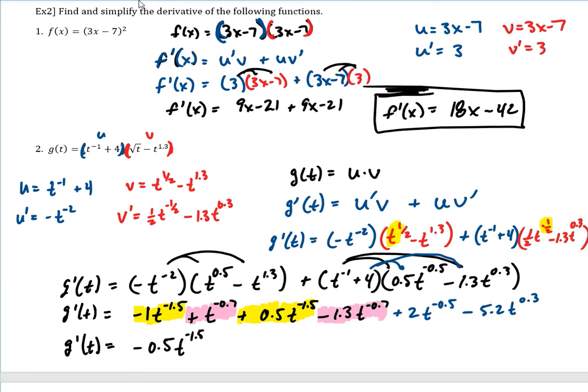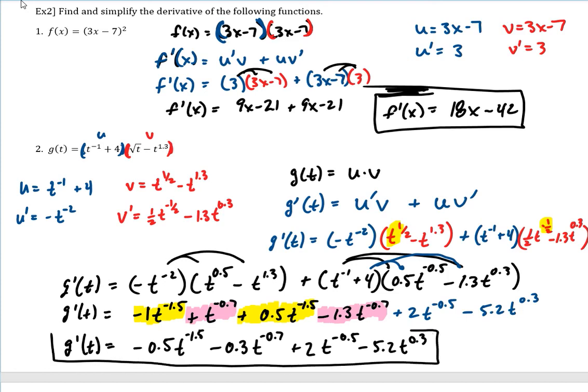Those are common. And again, I have a positive 1 here. Minus 1.3 would give us a negative 0.3. T to the negative 0.7. And then after that, these don't have like terms, so just make sure to include them still. So plus 2 t to the negative 0.5 minus 5.2 t to the 0.3. All right, there we go. And the order of these, you can switch the order around, but there should be those 4 terms. Okay, so there's the product rule.